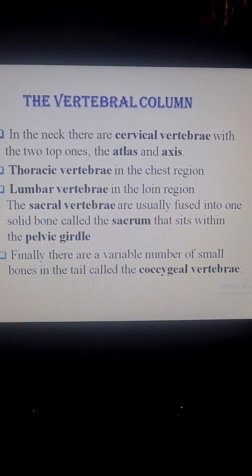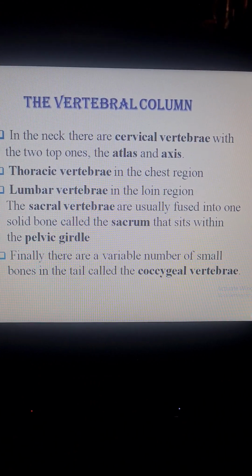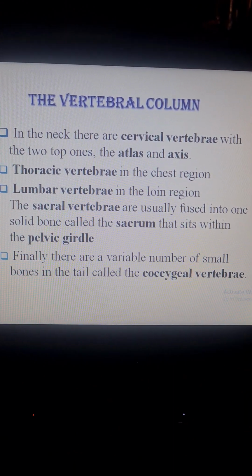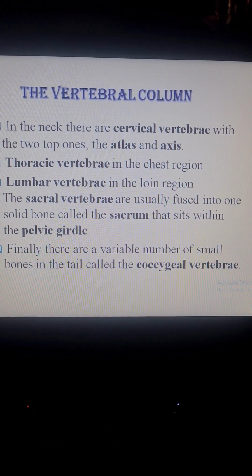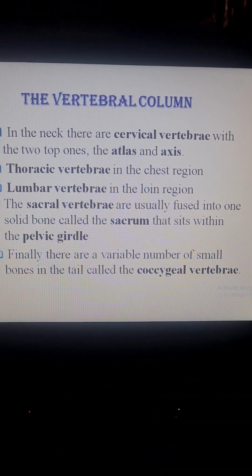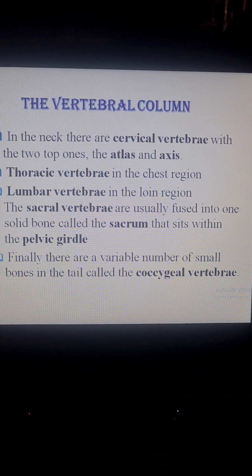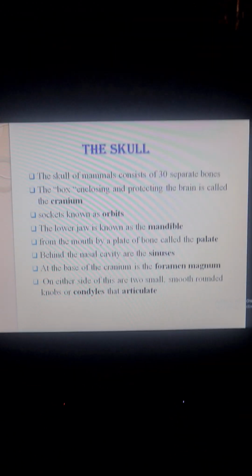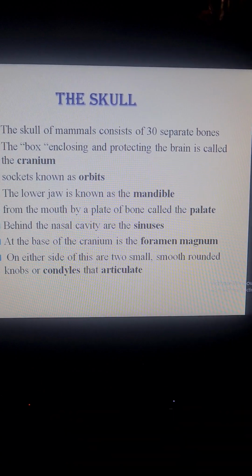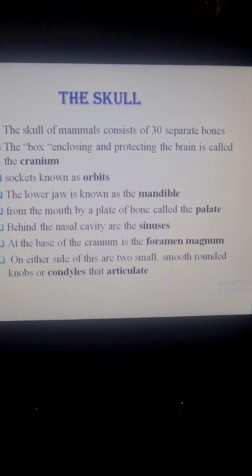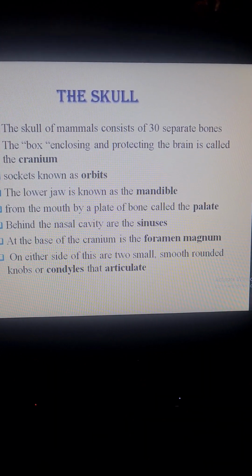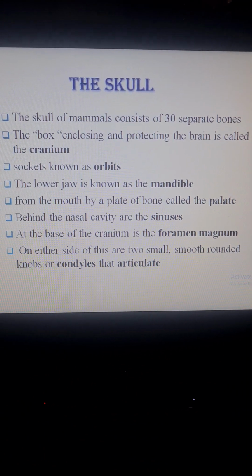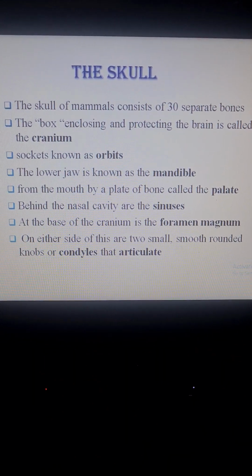So this is the most important information: the sacral vertebrae, called the sacrum, in the pelvic girdle, and it comes in exams mostly. Finally, there are a variable number of small bones in the tail called the coccygeal vertebrae. The skull. The skull of a mammal consists of 30 separate bones. The box enclosing and protecting the brain is called the cranium. So here we got the definition of the cranium.